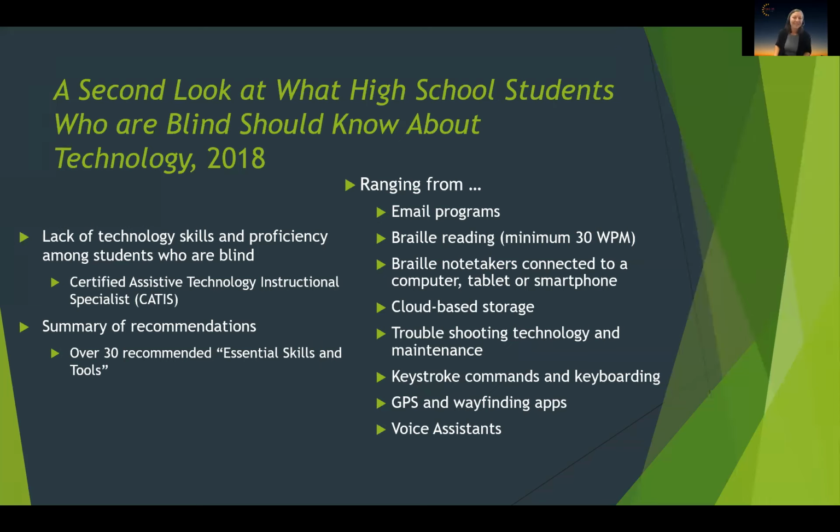Good reading. So some of the skills that were in that article are from email programs, Braille reading, a minimum of 30 words per minute, but that's really, really low. As I think Sue brought up yesterday, for college, students have to read at 250 plus words per minute, or they should be reading at 250 plus words per minute. Braille note takers, but not all of our students are going to be college bound, right? So we're going to have all different kinds of learners and all different kinds of students.